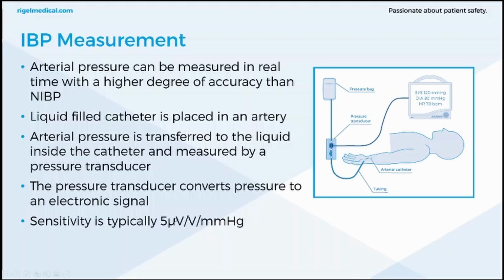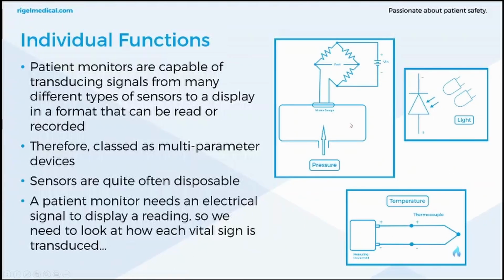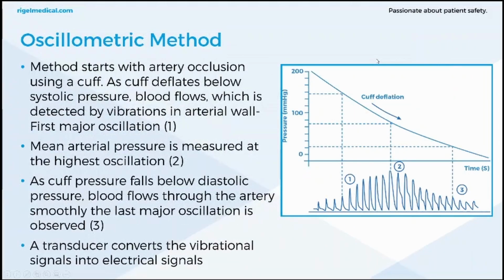And there's sensitivity. So it's typically 5 microvolts per volt per millimeters of mercury. Another sensitivity you might typically see is 40 microvolts per volt millimeters of mercury, but it's not as common for patient monitors. And if we go back to this slide here, the sensitivity is the pressure to the voltage. 5 microvolts per volt per millimeters of mercury. There's your millimeters of mercury pressure being converted to voltage, and that's being transduced by the patient monitor.